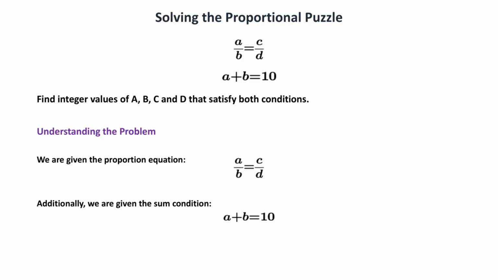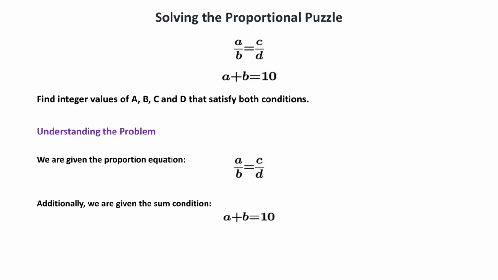In this video, we will solve an interesting proportion puzzle step by step, ensuring that every part of the solution is explained in a simple and clear way. Here is the problem. If A divided by B is equal to C divided by D, and A plus B is equal to 10, find all possible integer values of A, B, C, and D.